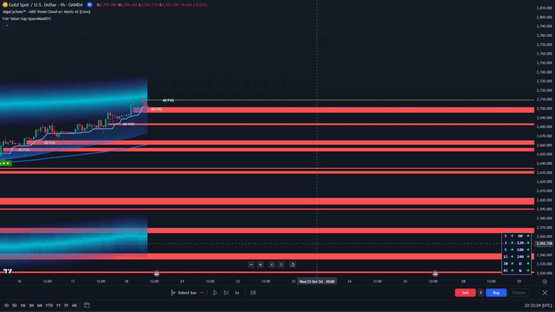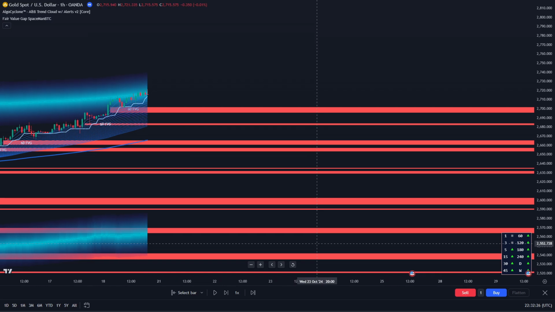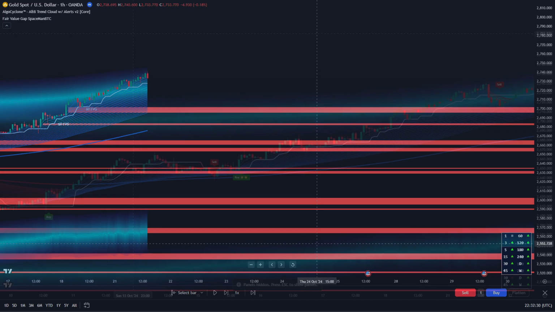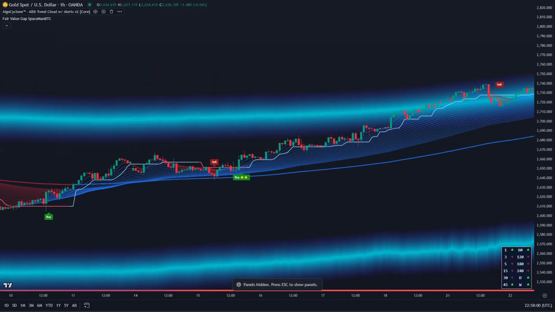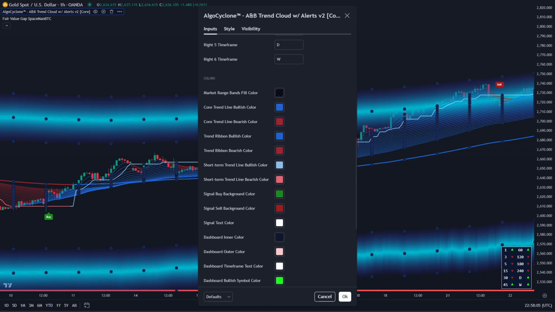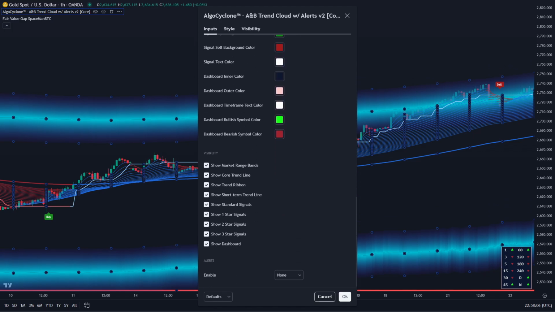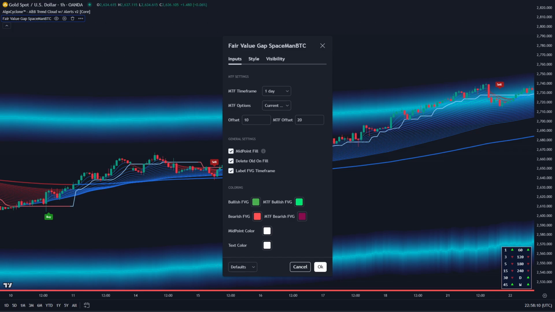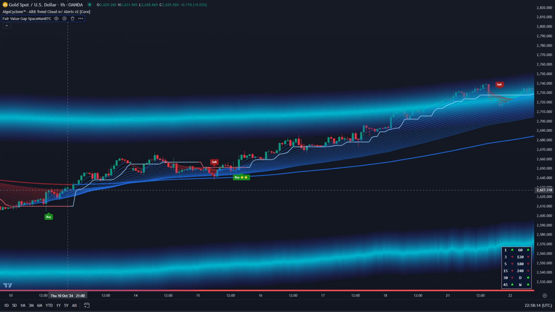Using these two indicators, you have directional bias, range bands, signals, and more. FVGs are simply another confluence point we can use to influence our decisions. I will be using the 1-hour time frame and default settings for the AB trend cloud, as well as the fair value gap indicator by Spaceman BTC. The settings are pretty much default. I just changed some of the colors and we are good to go.